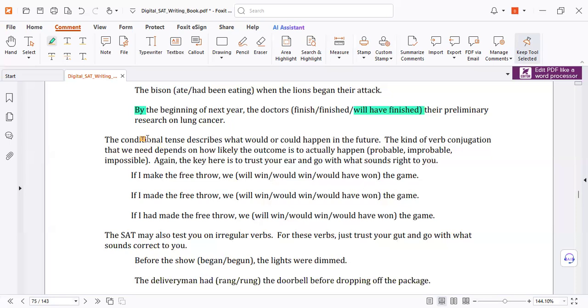Do you remember the conditions in English? Here present, here you need will. Here past, see, past simple, so you need would plus infinitive. Here past perfect, so the other one must be perfect, have plus participle.